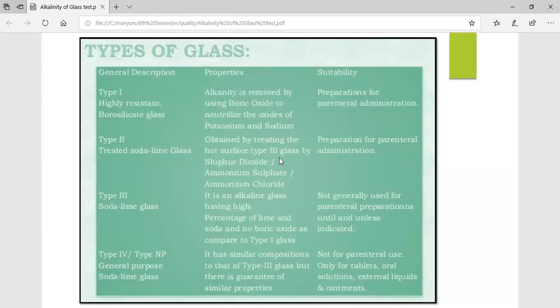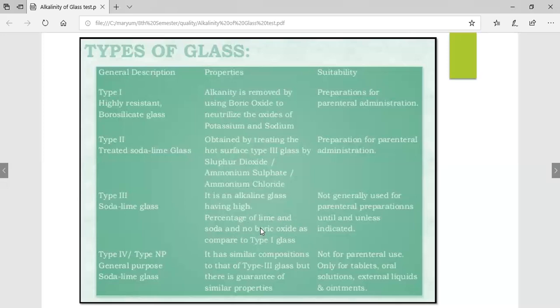It is safe, it has the least leaching property. And then comes the type 3 soda lime glass. It is untreated soda lime glass, and it is an alkaline glass having a high percentage of lime. So it does leach. The reaction of alkalinity does happen here. Once it gets in contact with moisture and carbon dioxide, it forms sodium bicarbonate and potassium bicarbonate.